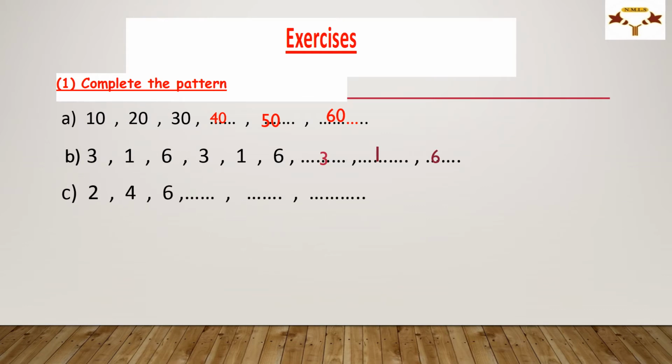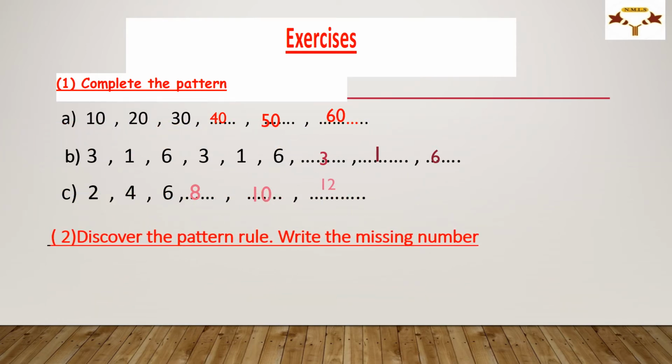So here I start by 2. So 2, 4, 6, 8, 10 and 12. So let's discover the rule here. Here I start by 30, it becomes 32, 34, 36. So let's see each time how many we add. If you start by 30, count after 30 to reach 32. So after 30 on your fingers, 31, 32. So stop at 32. How many fingers? 2. So each time you add 2.